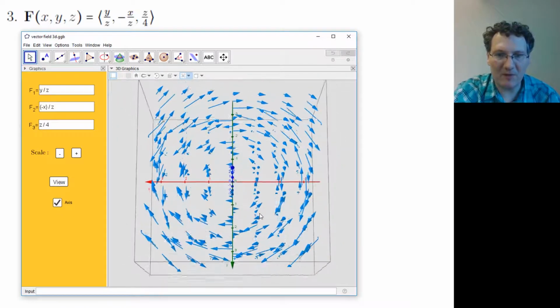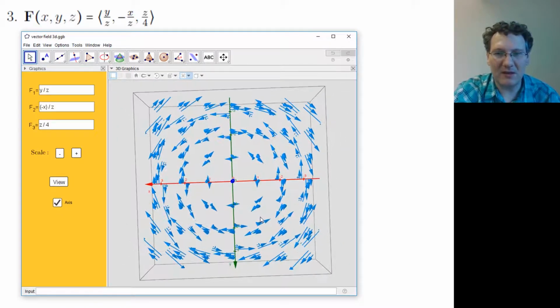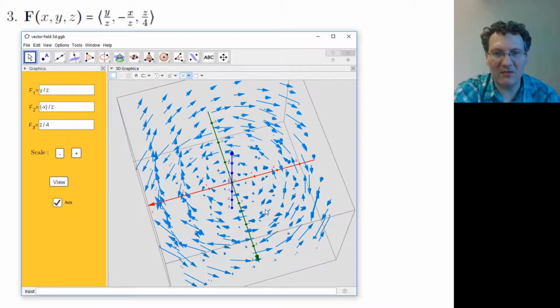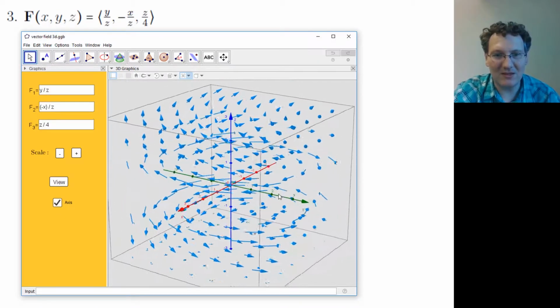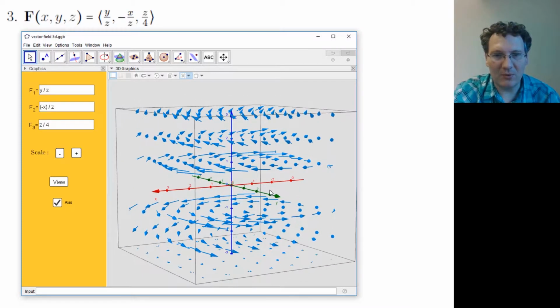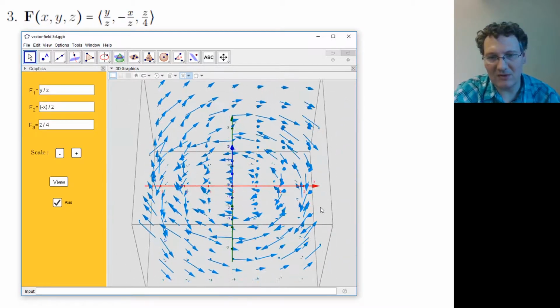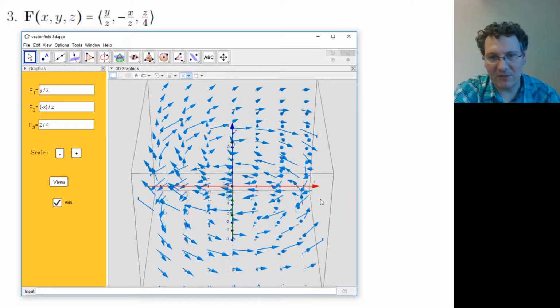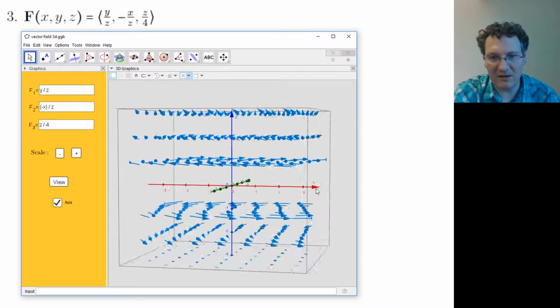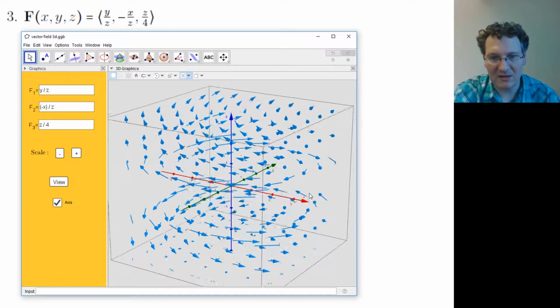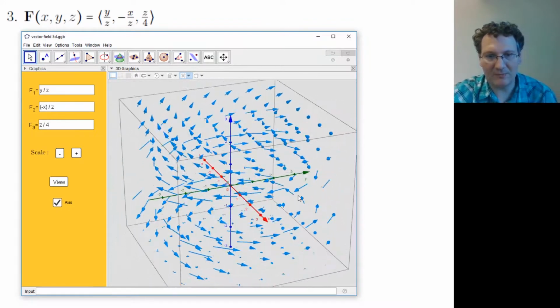But if you look from above, you have this same kind of spiral that we've seen before. Of course, the spiral changes direction based on the z value. I guess you would look at that and you'd see this is clockwise above the xy plane and counterclockwise below the xy plane.